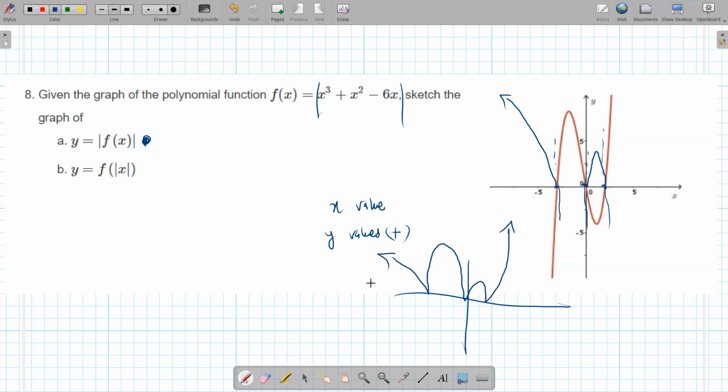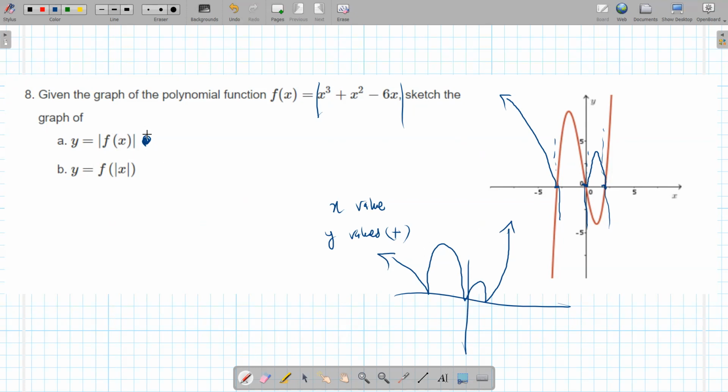And is that still an odd degree? Although no, degrees are explicitly only for polynomial functions. When we say degree, we mean we're talking about polynomials. Now this is no longer a polynomial function. Oh, okay. So the degree nomenclature doesn't really apply to this. Okay, that makes sense.